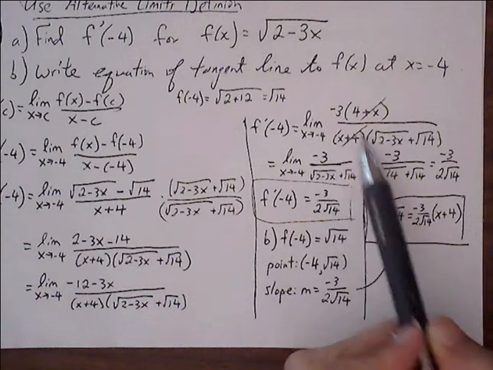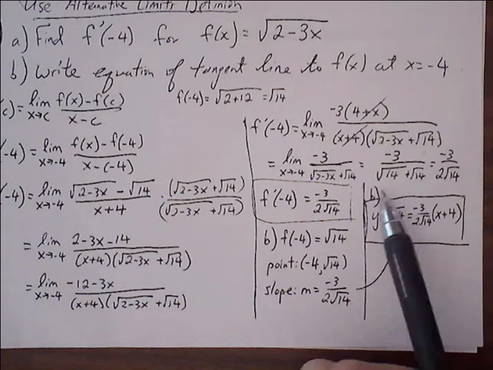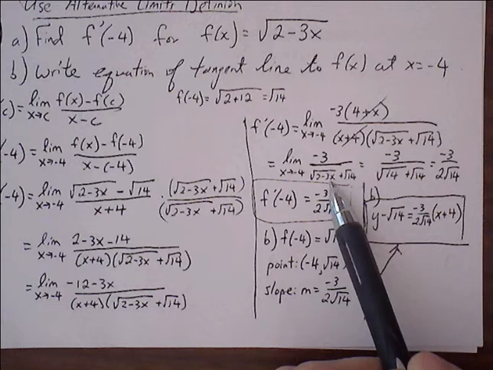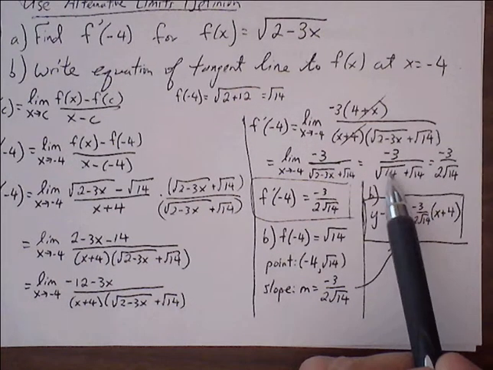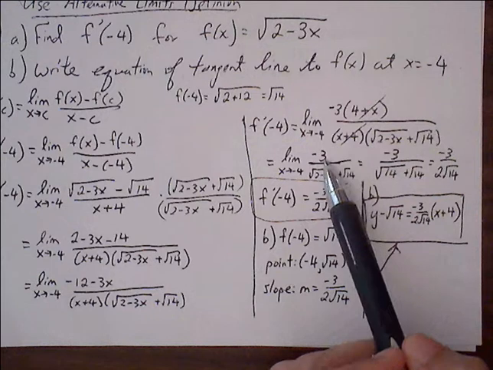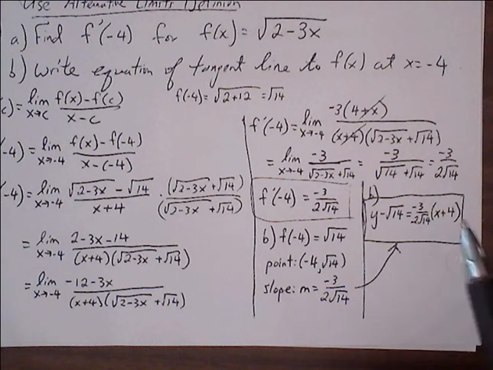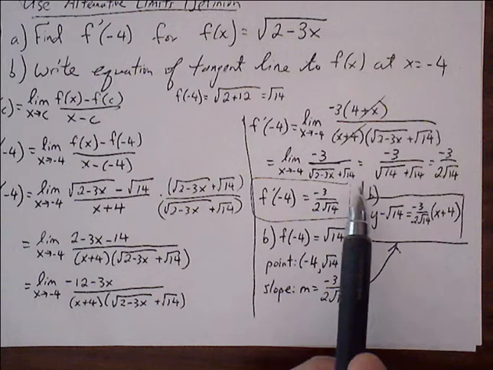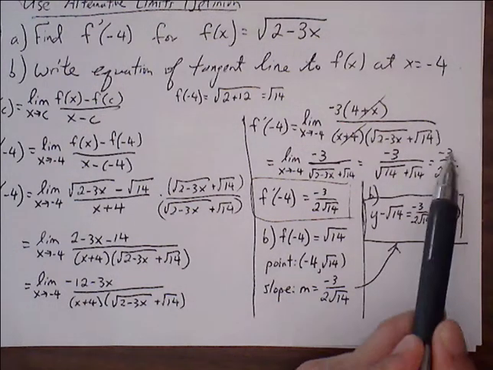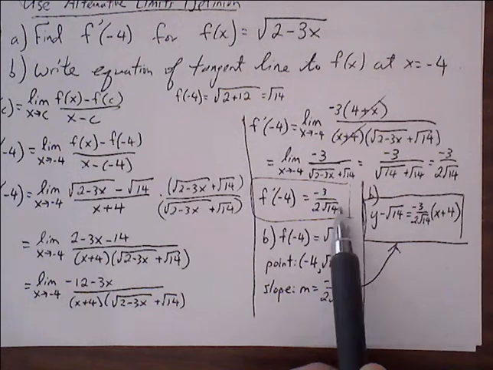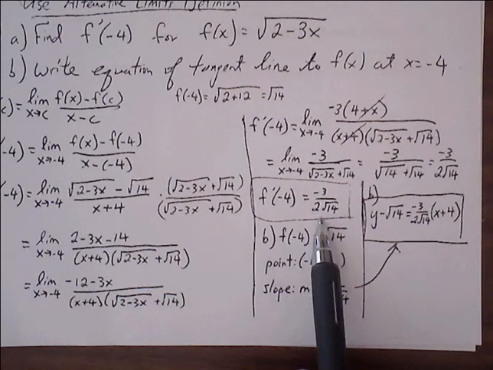So plug in negative 4 into the remaining x. We get 2 minus negative 12, which is 14. So nothing to plug in the numerator, so it will stay as -3. Root 14 plus root 14 is 2 root 14. So here is our slope. Here's our limit. So the limit represents the slope at -4. So we have the slope.